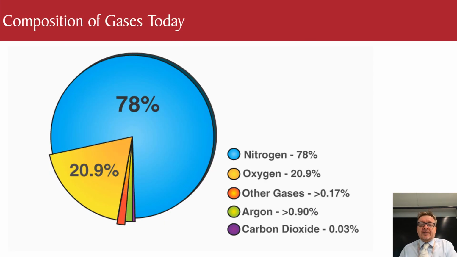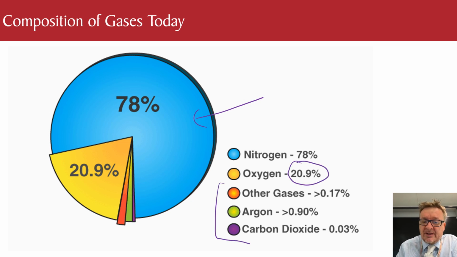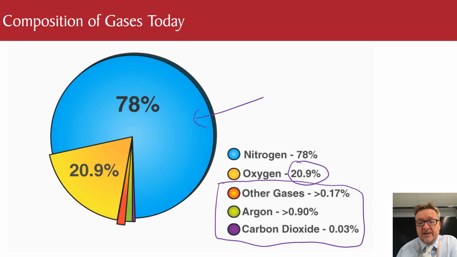Now, gases. This is a little bit of introduction about the gases. In the room you're sat in at the moment, you've probably got about 78% nitrogen, about 20.9% oxygen, and the percentages of all the other gases you're breathing in are relatively low. That is the composition of the gases on Earth today, and that was very, very different millions of years ago.